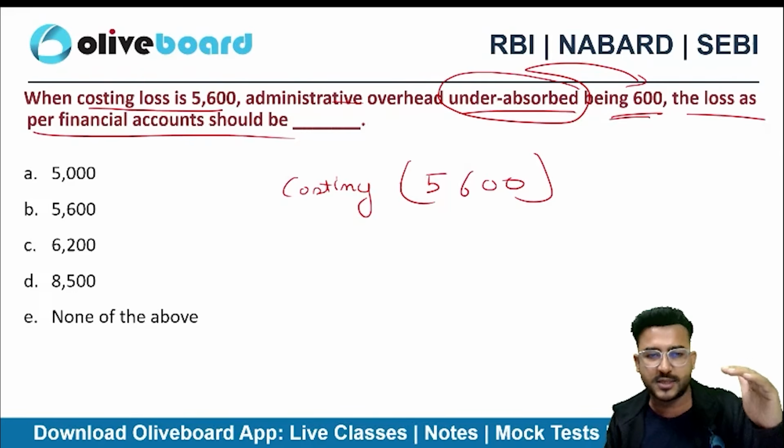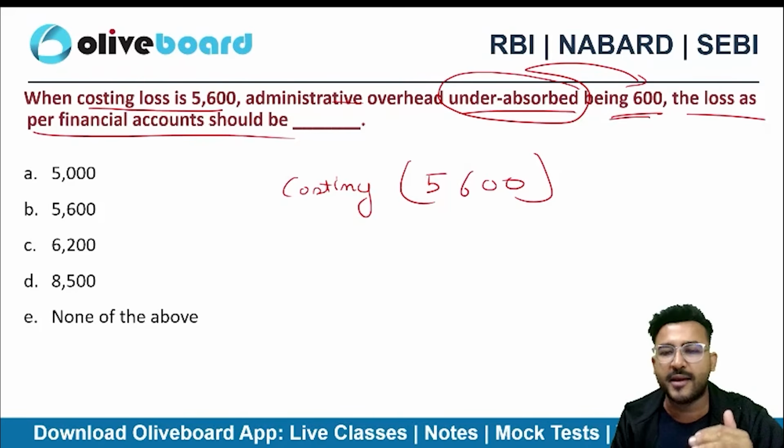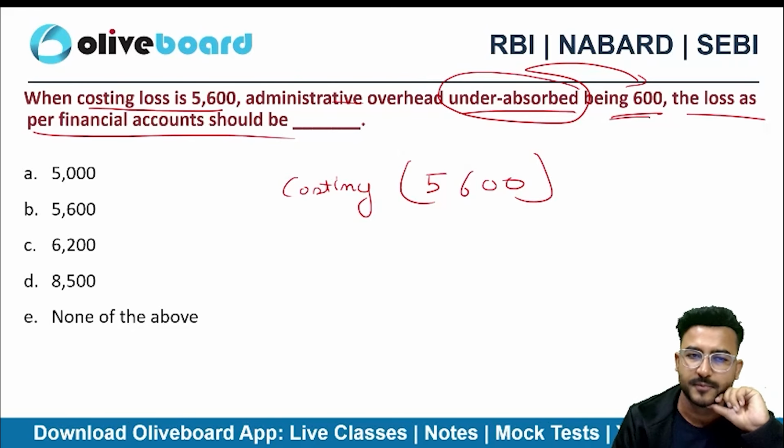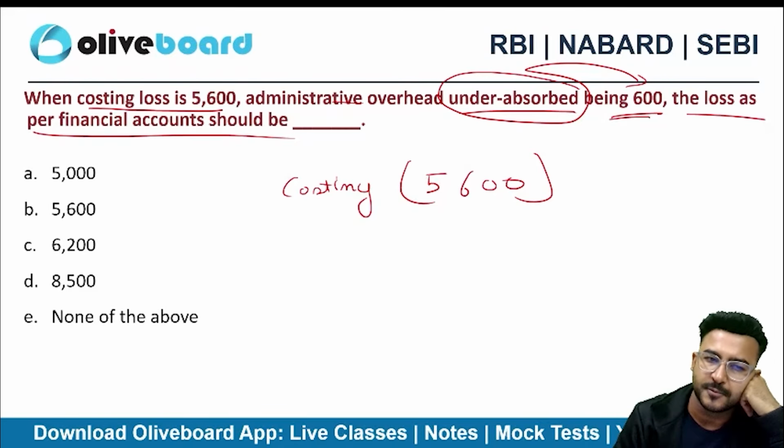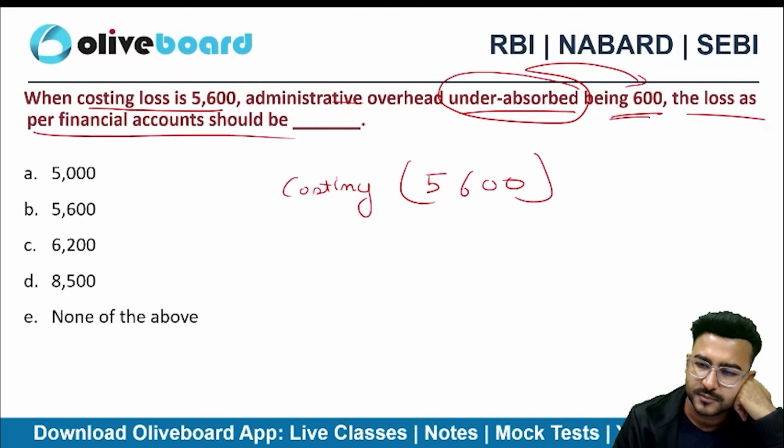They have given you the costing loss. You need to calculate the loss as per the financial accounts, and they have given us the under absorbed overheads, which is 600. This much I have already absorbed in costing, 5,600. What I haven't absorbed is 600. You need to calculate the loss as per the final accounts.